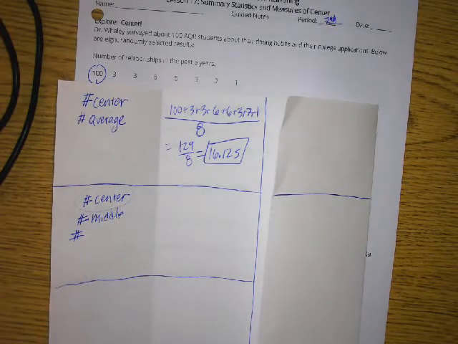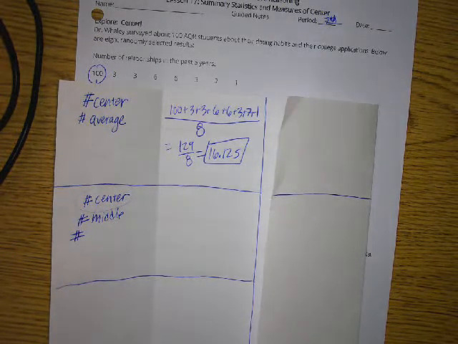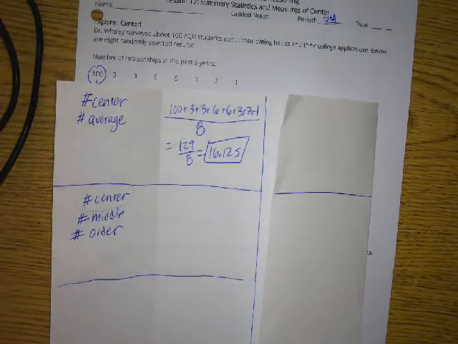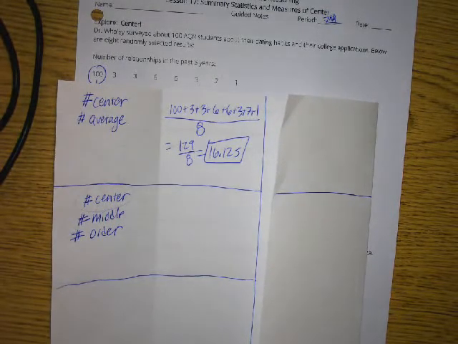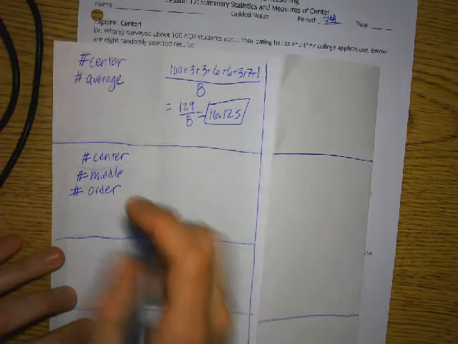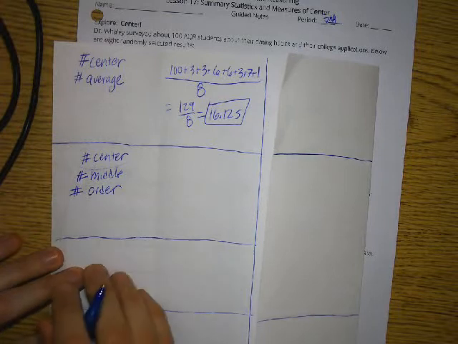What do you have to do to find the median of data? Put it in order. Hashtag order. Hashtag cut me off. Because you have to cut off the numbers from the side. Yeah, you have to cut off the numbers.